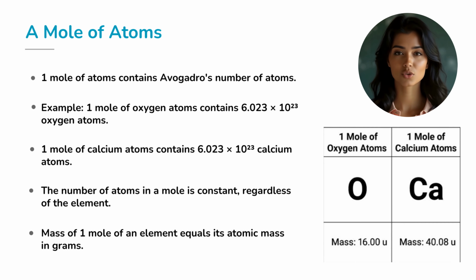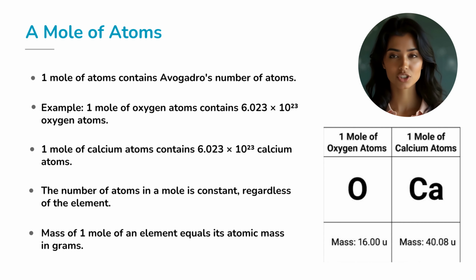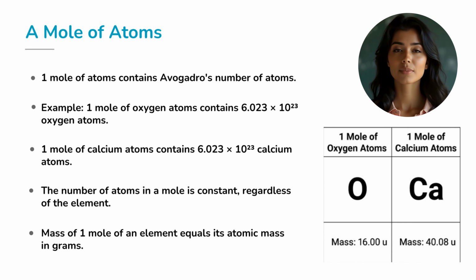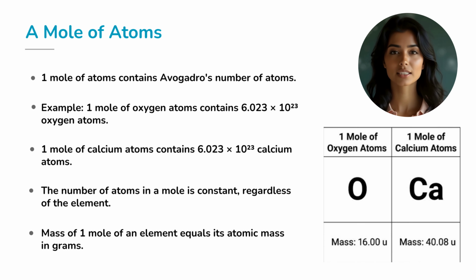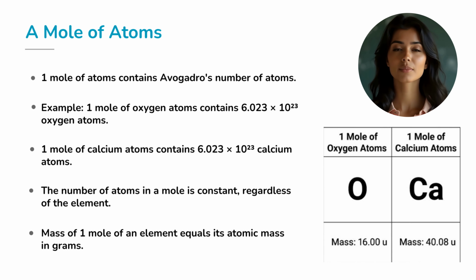Okay, now let's zoom in and talk about a mole of atoms. You see, atoms are incredibly tiny, and so to measure them, we use this concept of the mole. Let's say you have a mole of oxygen atoms. That's 6.023 times 10 raised to the power of 23 oxygen atoms. A huge number, right? But this is the magic of Avogadro's number. It helps us understand just how many particles are involved in chemical reactions.